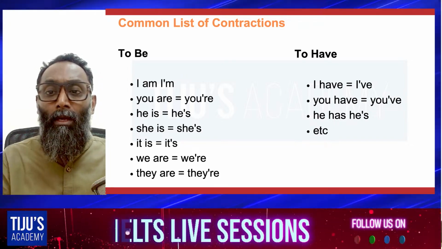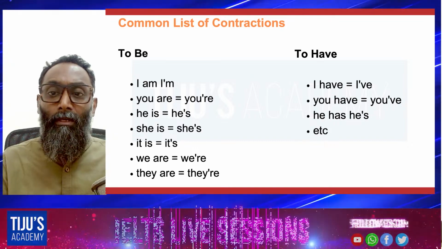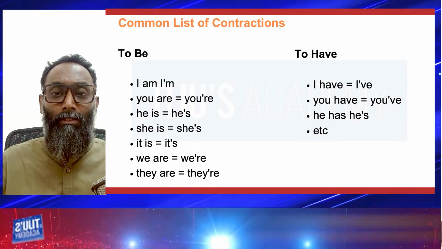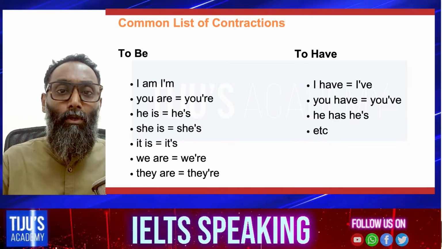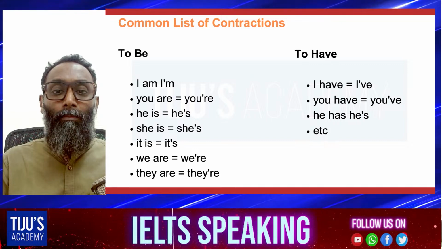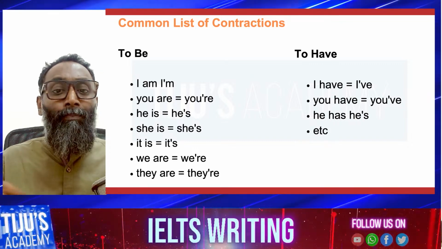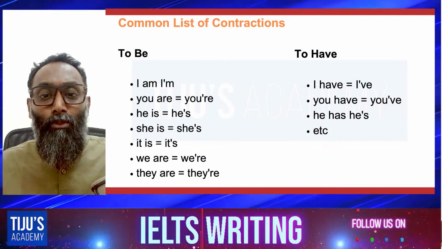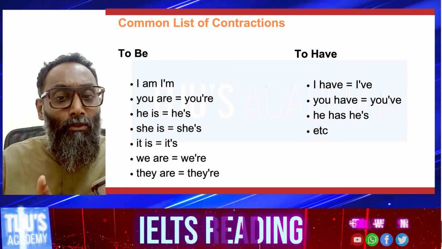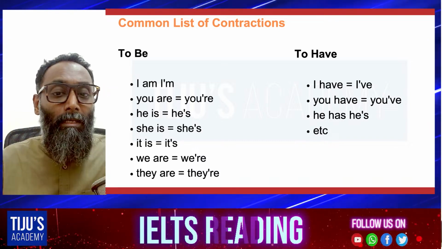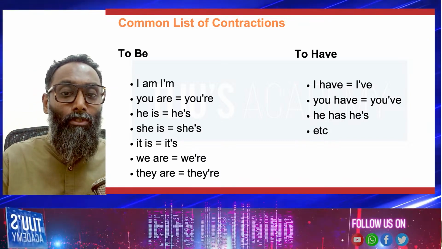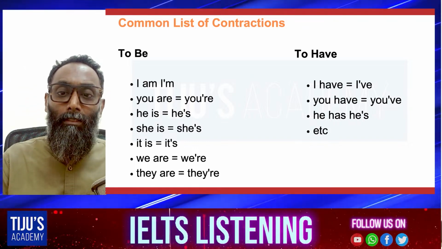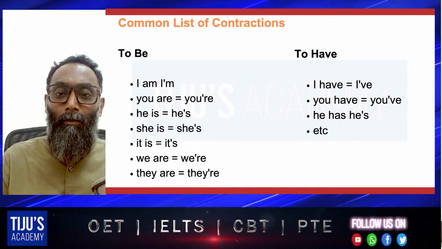Let's look at to have. I have, you have, he has, he's, etc. So these are some common contractions. I've prepared a few others. Let's go ahead and check. But make sure whenever you're pronouncing it, it should come out naturally, and it should be clear. The pronunciation should be clear. You should not swallow the words so that it is not clearly heard by the examiner. The examiner should understand that you're saying you are, right, instead of you are. Okay, let's go to the next slide and see what it says.